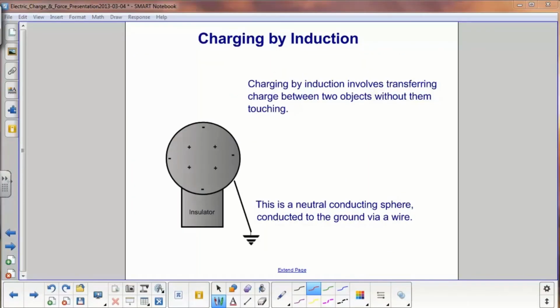Now, on to charging by induction. This involves transferring charge between objects without them physically touching. The key piece we've added here is this ground wire. We still have the insulator, which protects this sphere from either losing electrons to the ground or electrons coming up, but we now have this ground wire, which is going to play a very significant part.